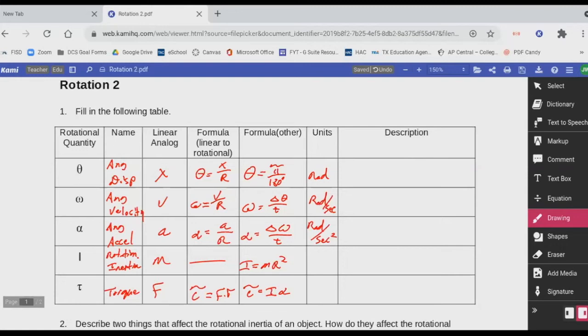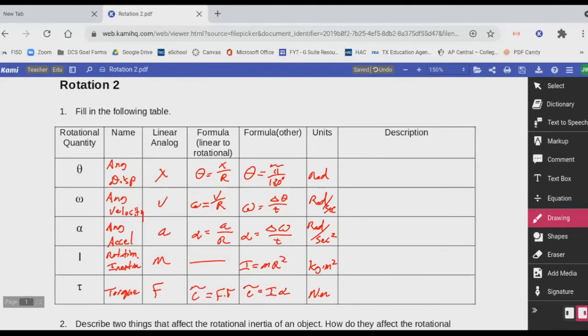What is the R in the torque formula? The R in the torque formula is the distance from the pivot that the force is applied. That's torque, no problem. Let's see, we've got those units. The last 2, if it's m times r squared, that would be kg times meters squared. And then for torque, we would have Newton meters, Newton times meters.